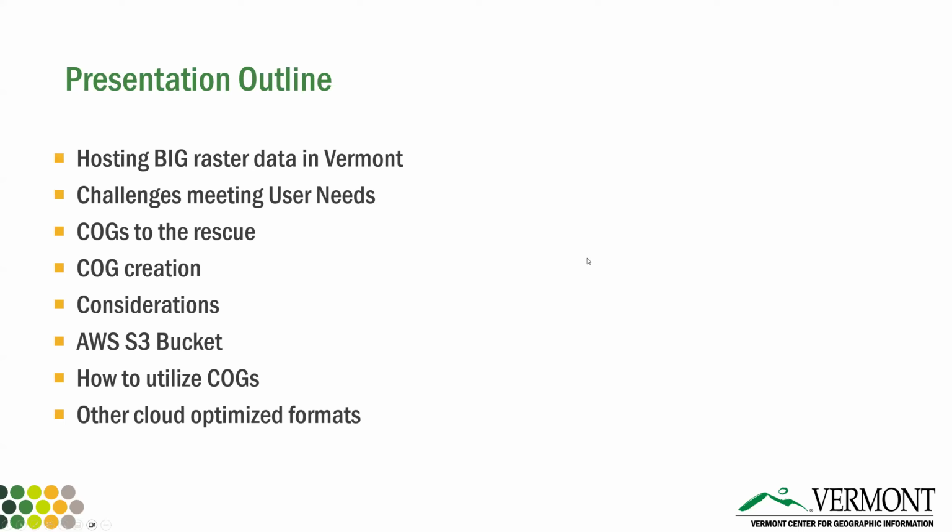Today, we're going to talk about some of what it's like hosting raster data here in Vermont and some of the challenges that we have meeting user needs and how COGs can help to meet those challenges. Then we're going to get into some details about the creation of COGs using GDAL utilities and some considerations, and where we've chosen to put them, which is in an AWS S3 bucket. And then the second to last bullet is the most exciting. It's how to utilize COGs. So we've got the potential for a live demo, although those never really go very well. So we'll see. And finally, we'll wrap it up with other cloud optimized formats.